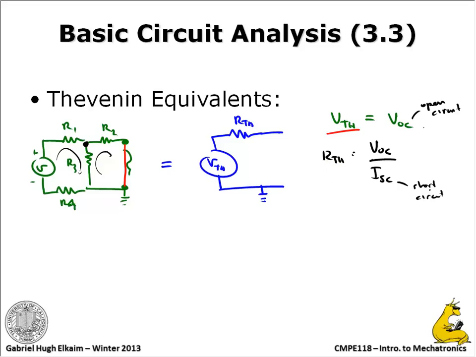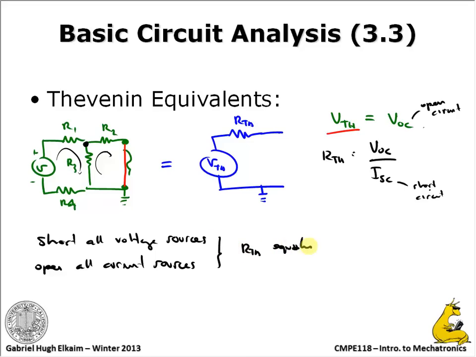The other way of doing it, which I think is a little easier, is you short all voltage sources and open all current sources. Then RThevenin is the equivalent network after you've done that. So in our case, if I short the voltage sources, I have R1, R3, and R4, those go to ground, and I have R2 here.